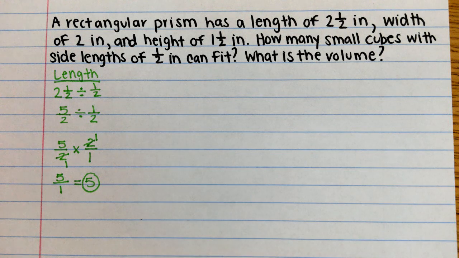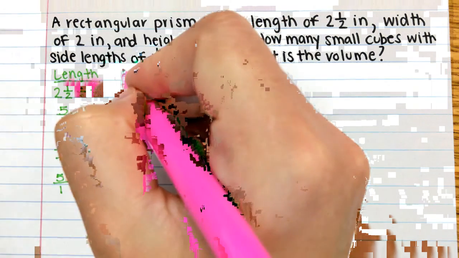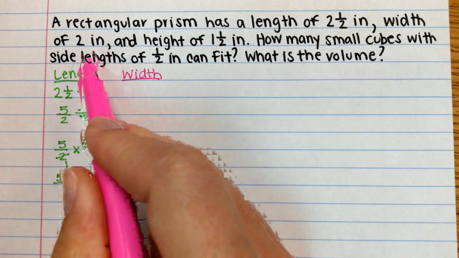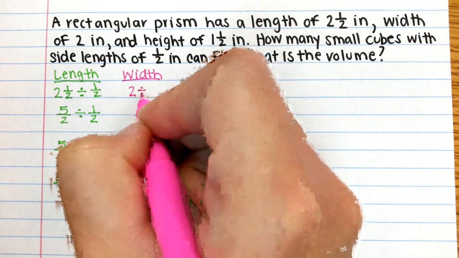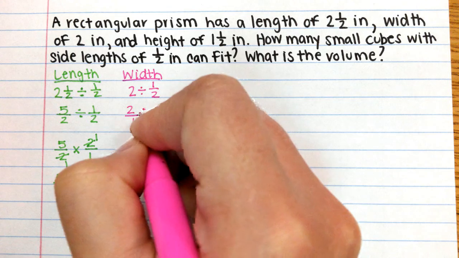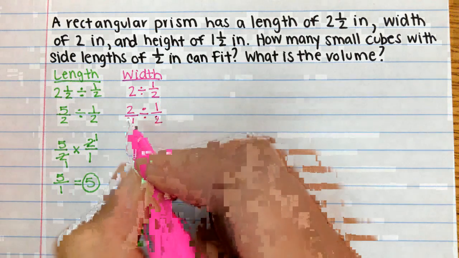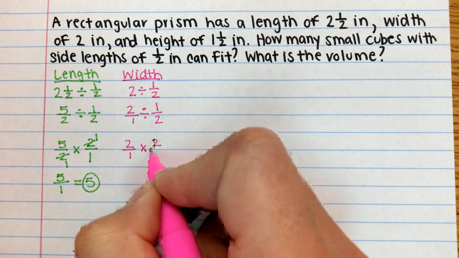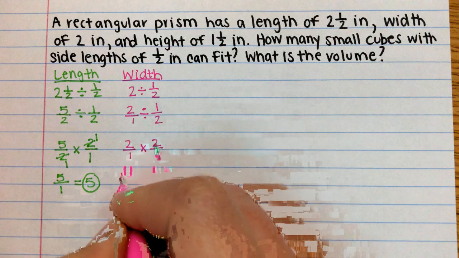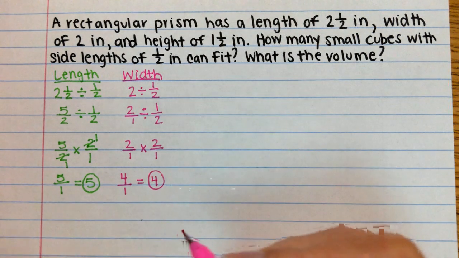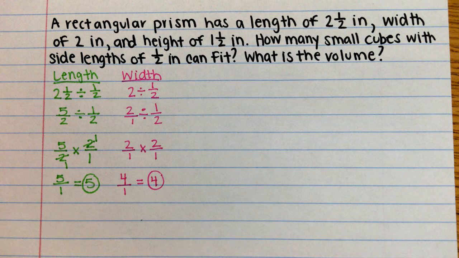Now we're going to repeat that process for our width. My width is 2 inches, so I'm going to take that 2 inches and divide it into those 1/2 cubes. So I need to take 2, put it over 1, and now I can keep my 2 over 1, change division to multiplication, flip 1 over 2 to 2 over 1. 2 times 2, 4, 1 times 1, 1, 4 over 1 equals 4. So my width is going to take 4 of those 1/2 inch cubes.